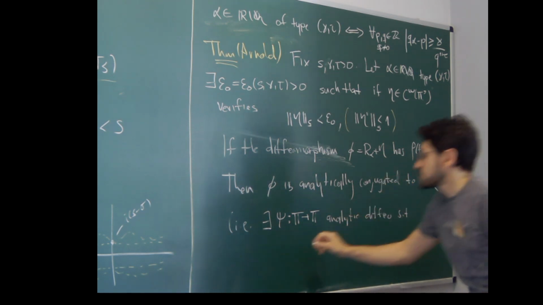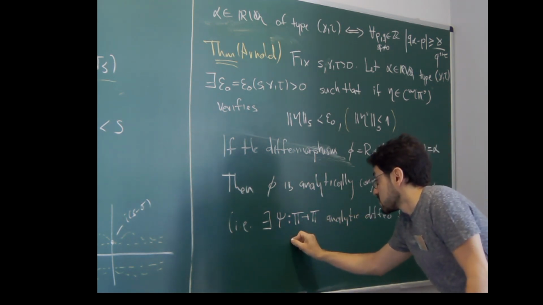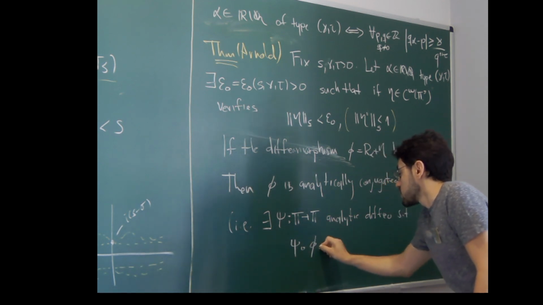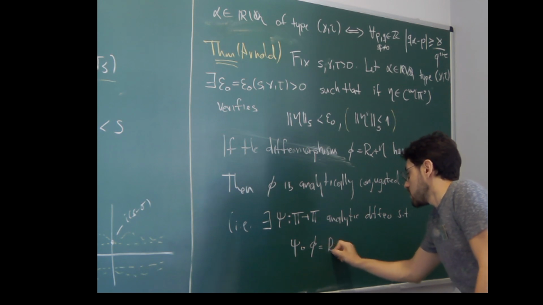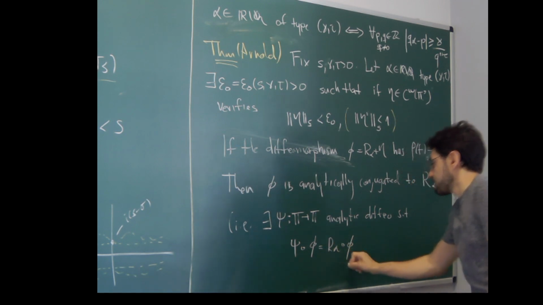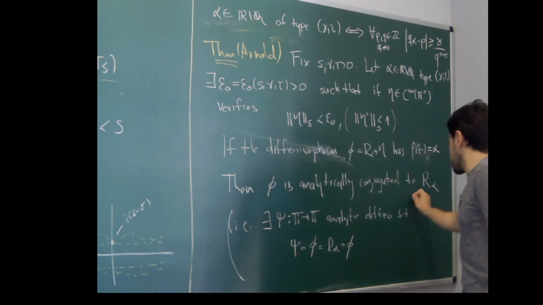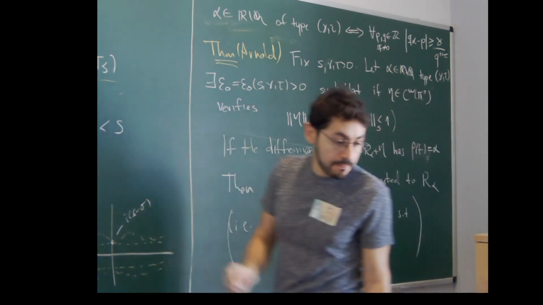Which conjugates maps, so we can say I of phi equals L alpha composed with phi. Okay? So this is what we're going to do today.